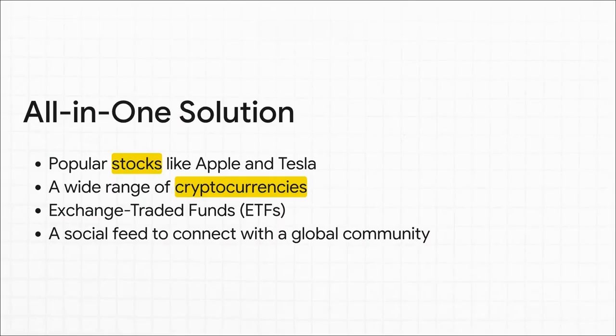And these platforms are usually trying to be an all-in-one solution. You can find your big-name stocks like Apple and Tesla, a whole range of cryptocurrencies, and even ETFs, which are basically just baskets of different investments. Plus, there's usually a social feed, which is pretty cool because you can connect with a whole global community of other investors and share ideas.